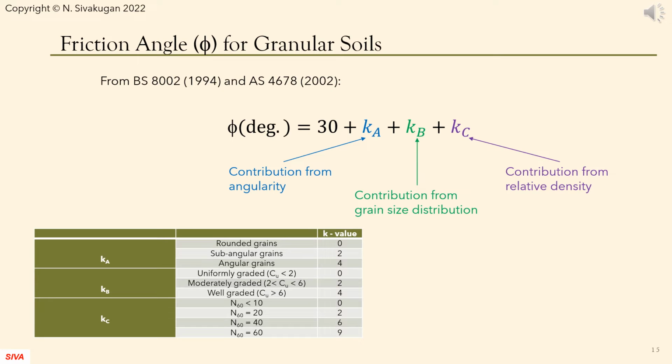Here is another rough guide to estimate the friction angle of a granular soil, allowing for contributions from angularity, grain size distribution, and relative density. Here, the possible range is 30 to 47 degrees.